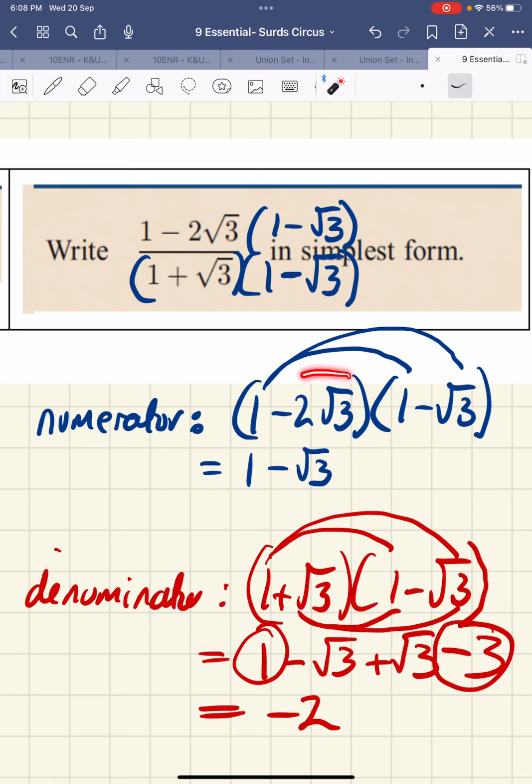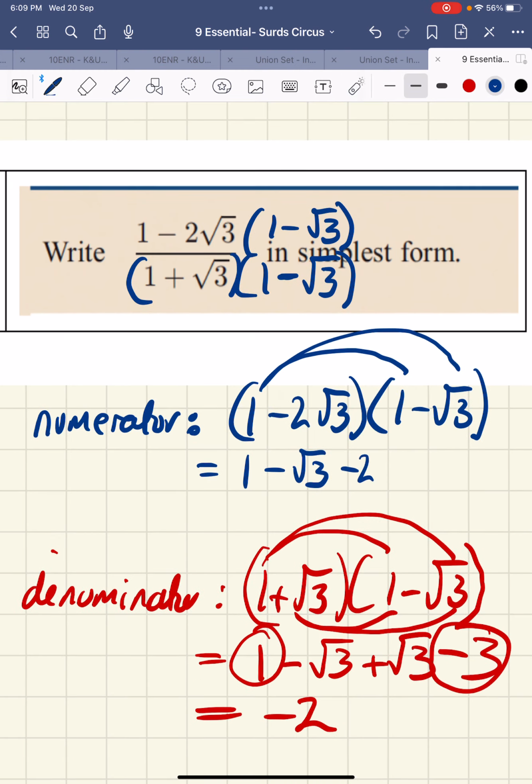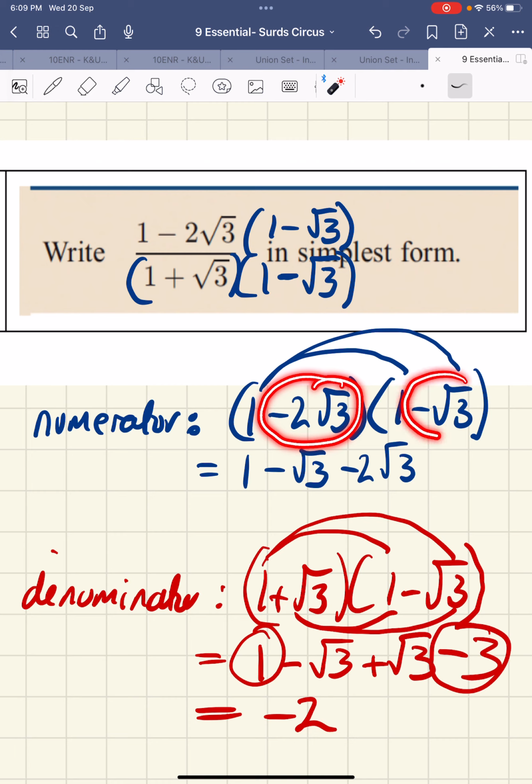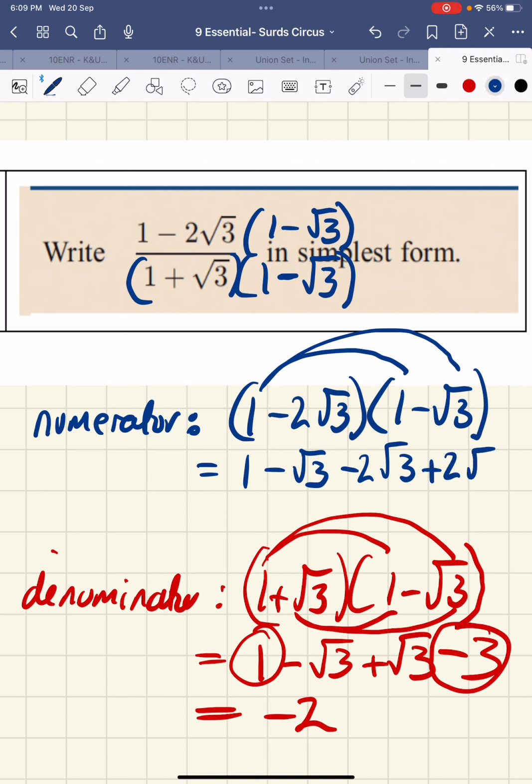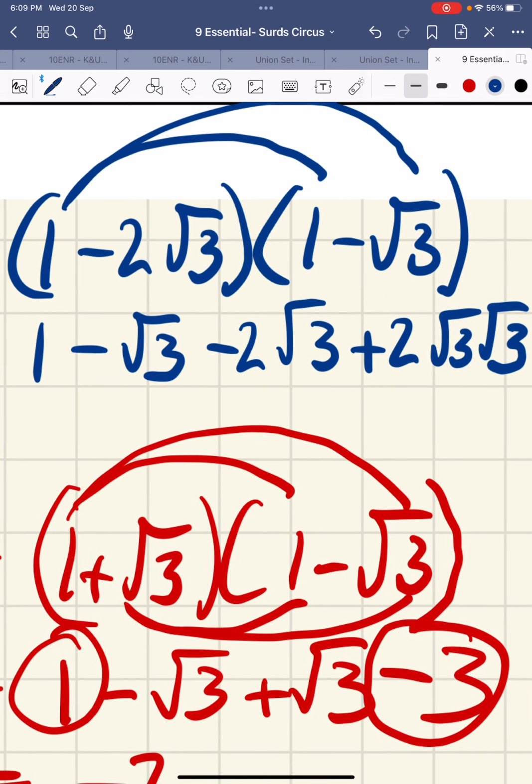Now we'll just take our time. Negative 2 root 3 times by the 1. That should be negative 2 root 3. And finally, we've got a negative times by a negative, which is positive. So negative 2 root 3 times negative root 3, which is positive. So that's plus the 2, and then we've got the root 3 and the root 3. Okay, again, we'll just take our time with this.